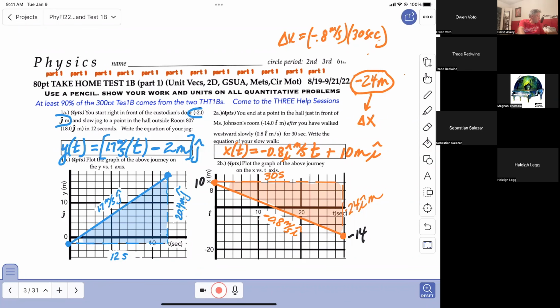This is for Physics Fall 22. It is test 1B. It's take-home test 1B. This is part 1. Okay. I got about 15 of you here.